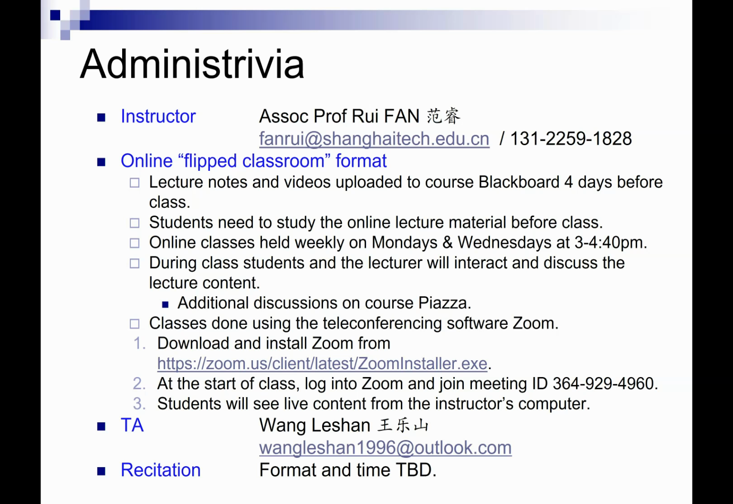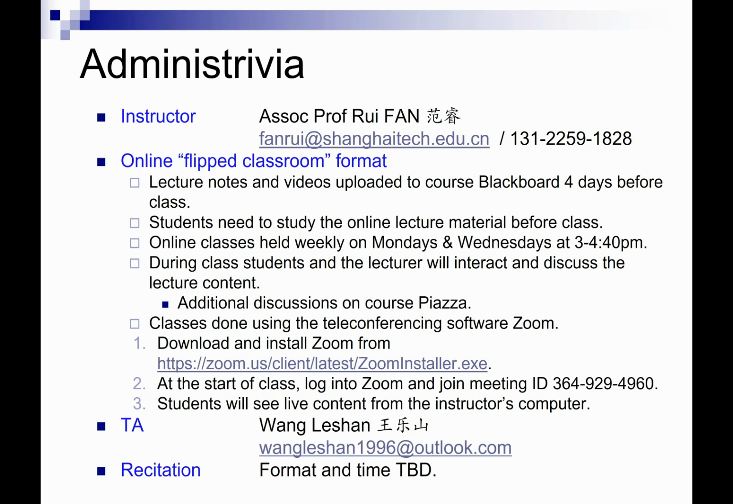The way that we're going to do these online classes is using the software called Zoom. The software is available for all the different operating systems, including Windows, Mac, Linux, and also for your cell phones like iPhone or Android. The way that you can use Zoom is, first of all, you can go to this website. Here I've given the URL to download the Windows installer. And depending on your operating system, you might need a different URL.